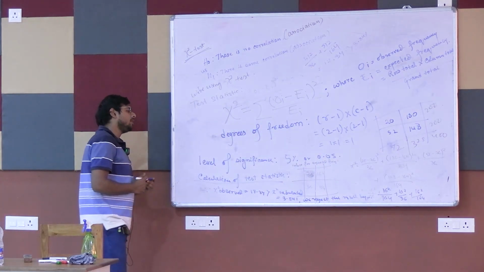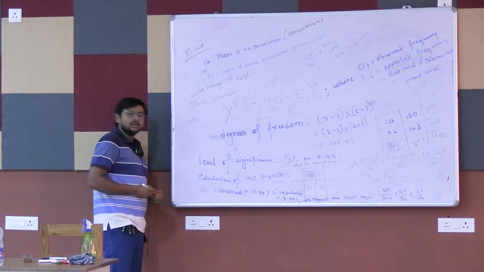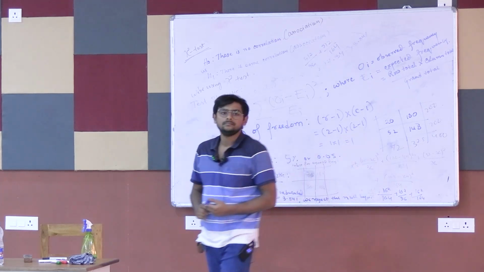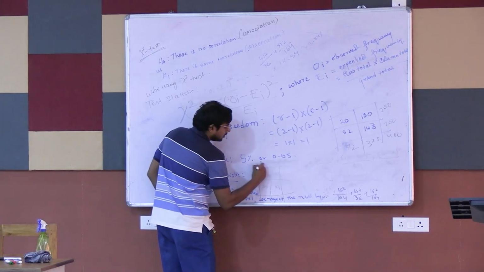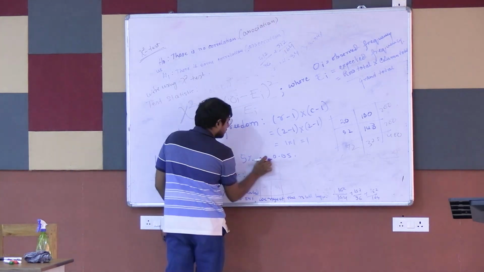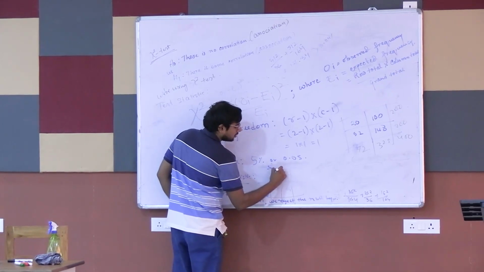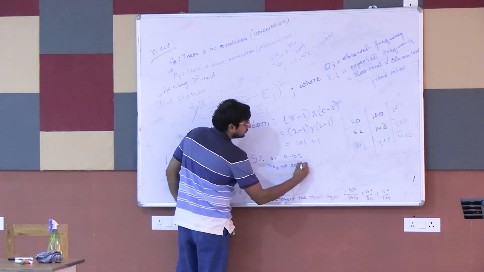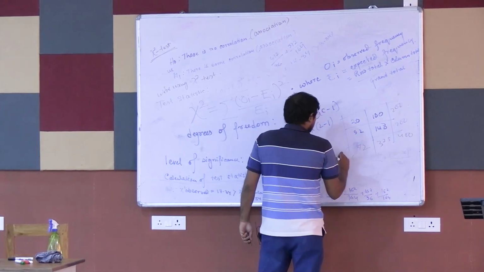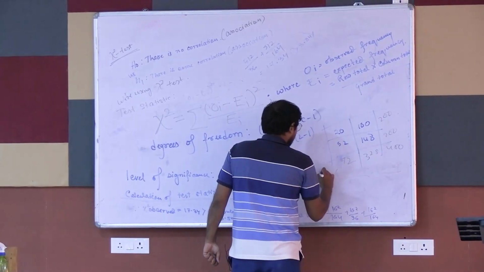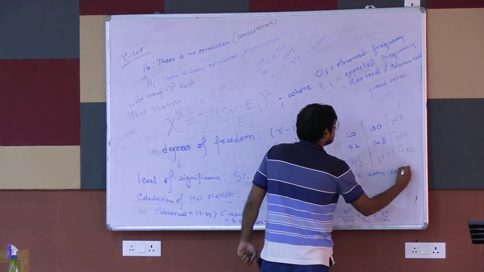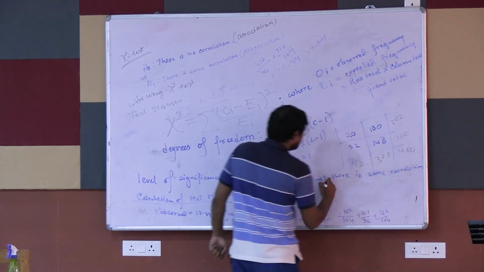And in the last step, what will be our conclusion? So we conclude that there is some correlation between getting vaccinated and having the disease. Understood?